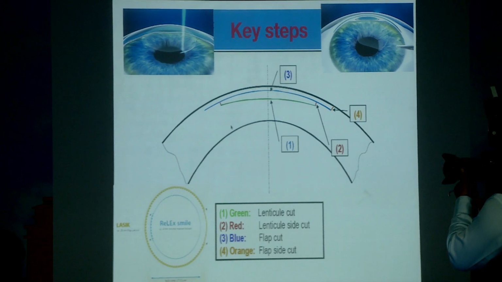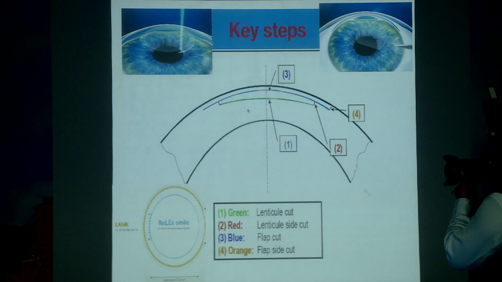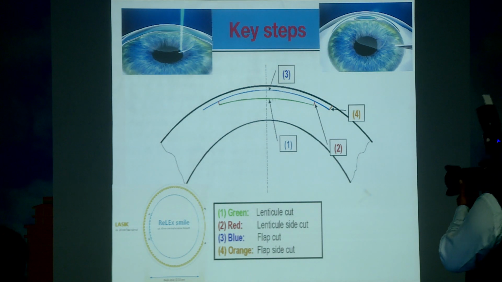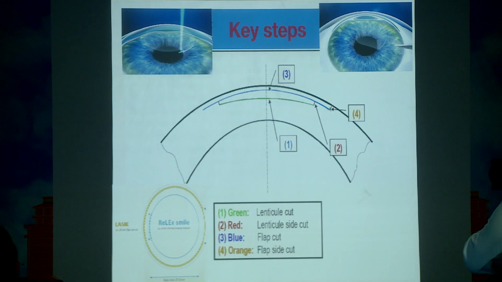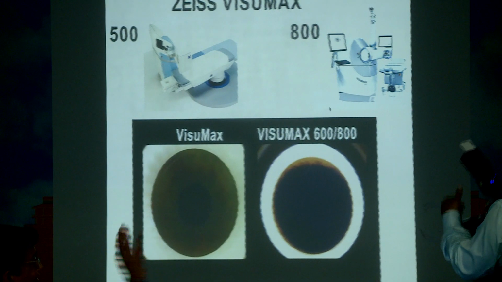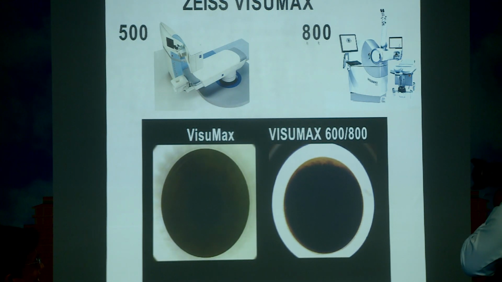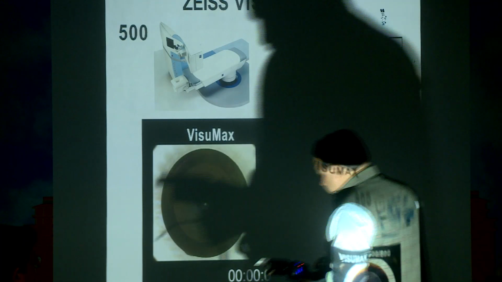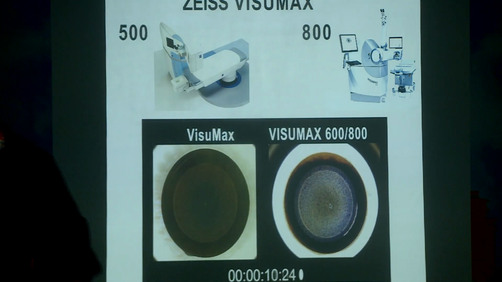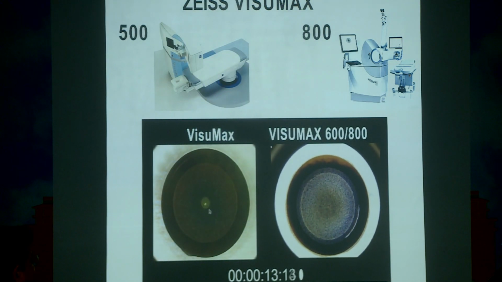Smile essentially involves 4 basic steps. You have a lenticule cut, a lenticule side cut, a flap cut, and then a flap side cut. Just watch carefully. This is what we had, this is what we now have, and watch the two procedures going in. Believe me, this is just 8 seconds, in a zip of a blink, and you have the whole procedure done, as against the 28 or 30 seconds standard that we were doing with the Visumax 500.